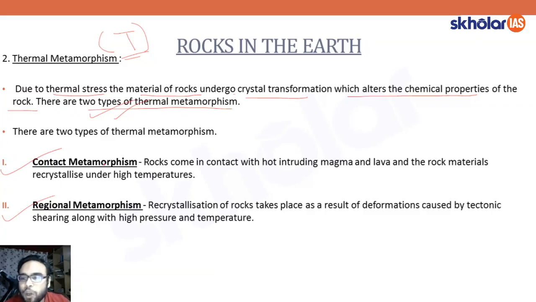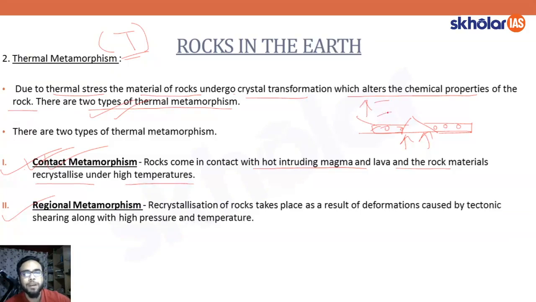Fine. So what is contact metamorphism? Rocks come in contact with the hot intruding magma and lava, and the rock materials recrystallize under high temperature. I have already explained contact metamorphism, right? Volcanic eruption, magma intrusion. We will have a volcano here, and the rocks found in these areas will come under increasing temperature, resulting in metamorphism or formation of metamorphic rocks. Fine. Then we'll have another type which is called regional metamorphism.